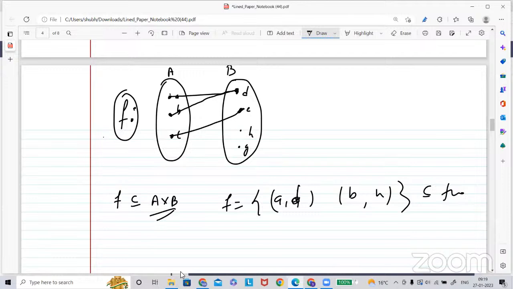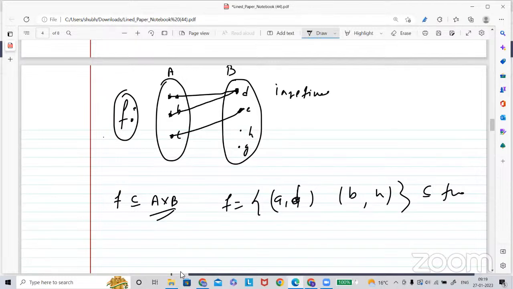See the case here. This is not an injective function. It should be like this: for different inputs, you are getting different outputs. Then it is injective. And suppose the same situation is here. So this is not injective, and this is not surjective also.